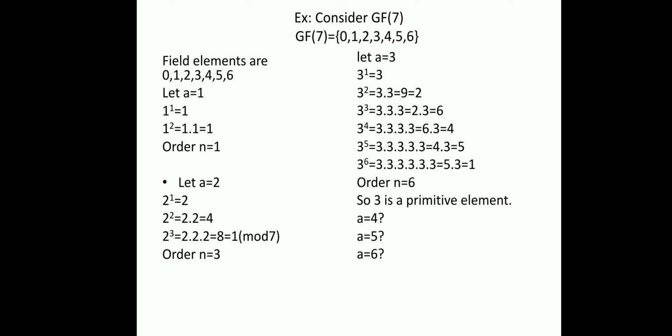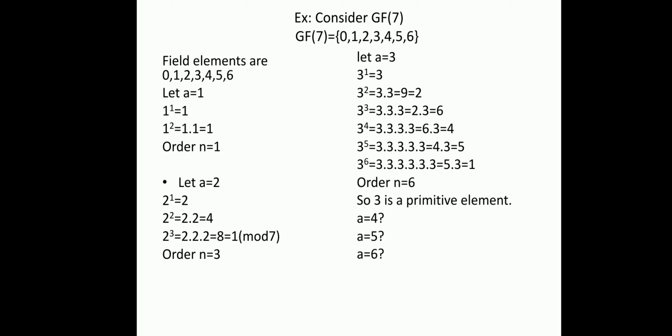Next we can take 2, so we need to find its powers, that means 2 raised to 1, 2 raised to 2, etc. So 2 raised to 1 is 2, 2 raised to 2 is 4, 2 raised to 3 is 8. 8 is more than 7, so we need to find the modulus value, that means we need to take the remainder. So 8 minus 7 is 1. So 2 raised to 3 is equal to 1, then the order of 2 is 3, so it is also not equal to 6, so we can say that 2 is not a primitive element.